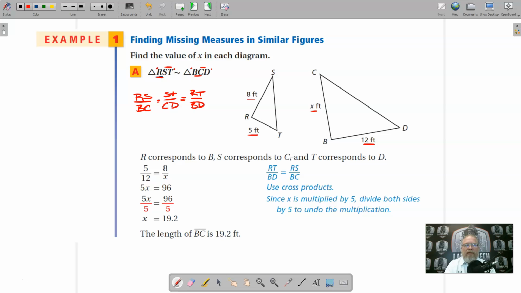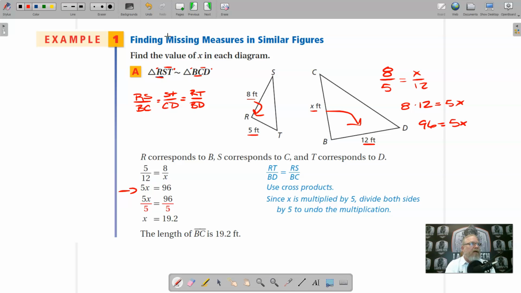Now you could do this as 8 is to 5. We could write this as 8 is to 5 as x is to 12. And we would end up with 8 times 12 is equal to 5x, and we see that 8 times 12 is 96. We're going to end up with the exact same thing right here. So you could do it that way.